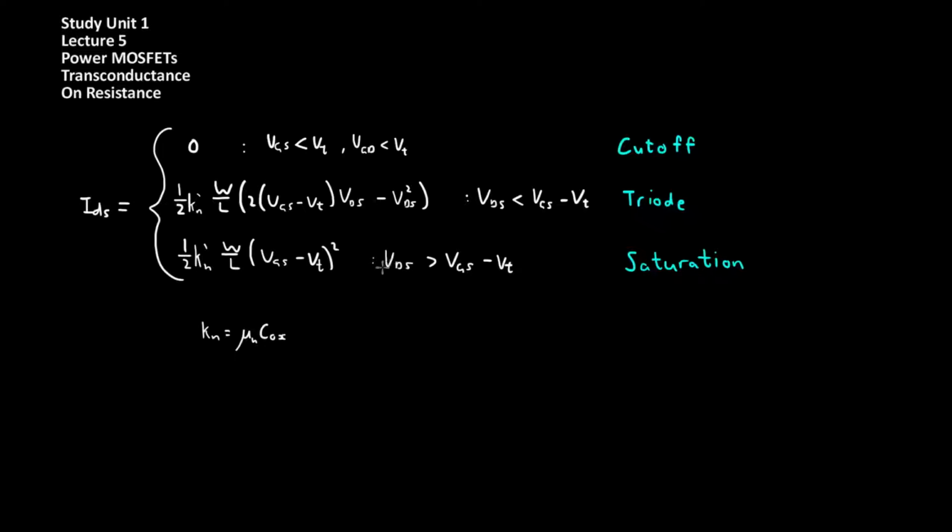Finally, in saturation, the drain source voltage is larger than the gate source voltage minus the threshold voltage. In this case, the transistor current is almost constant. It's important to note that the behavior of the transistor is heavily determined by the geometry of the device. In other words, the ratio of the width of the device to the length of the device, as well as the properties of the silicon in the device, which is determined by the factor K'N.